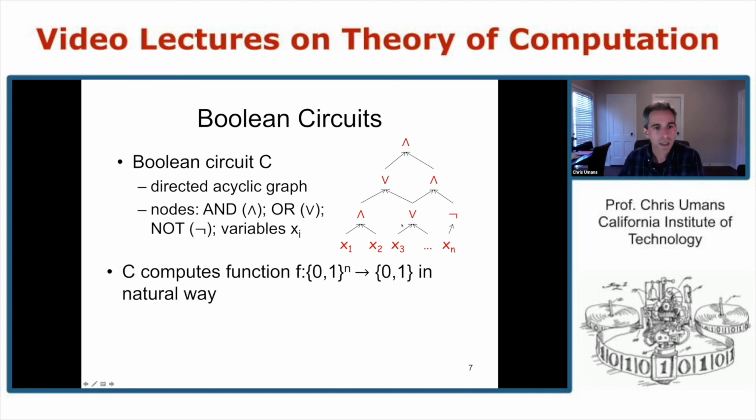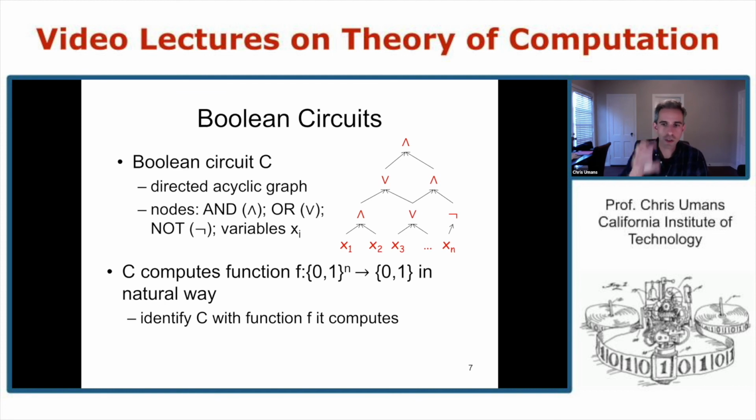So in this way, a circuit C naturally computes a function from n bits to 1 bit in the way that we just described. And when we talk about the circuit, we're often going to deliberately confuse the circuit, which is the graph with the labels on the nodes and so on, with the function that it computes. So we'll identify those two things. And the size of the circuit is just the number of nodes. Okay, so that's Boolean circuits.